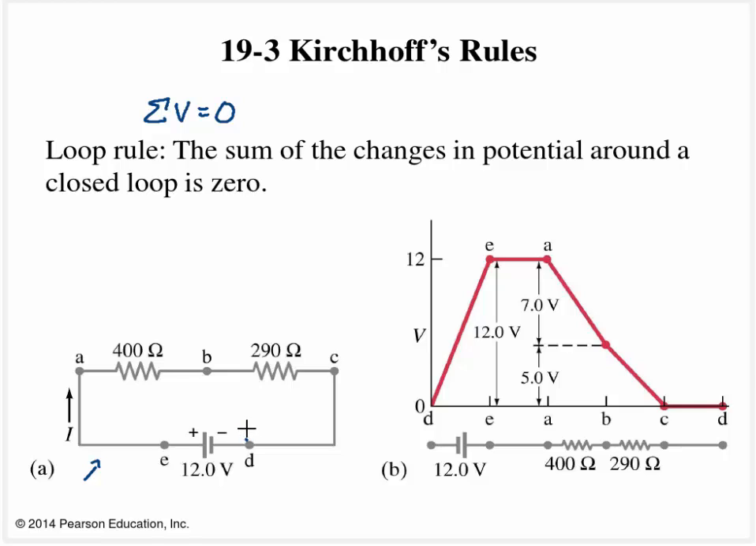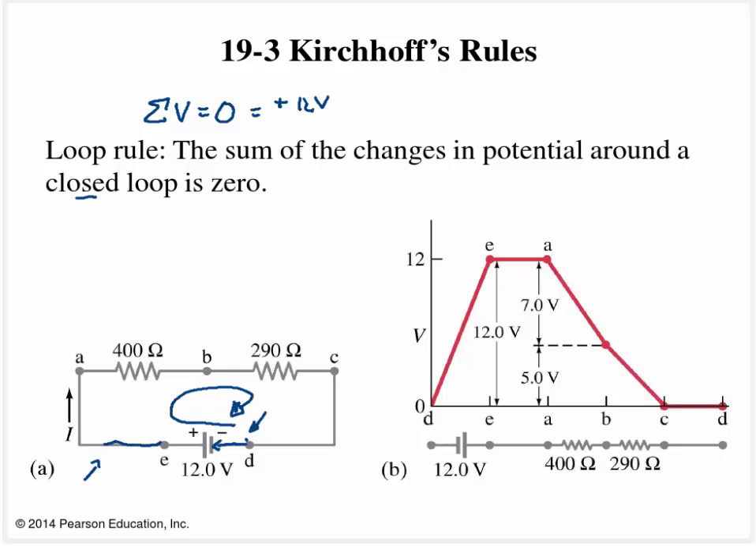If I were to start off at D and work my way around like that, here I have a closed loop. If I walk around this circuit, my voltages should all sum up to be equal to 0. So let's start right here at D. I'm going to walk across this battery, going from negative to positive, so I'm going to add 12 volts.